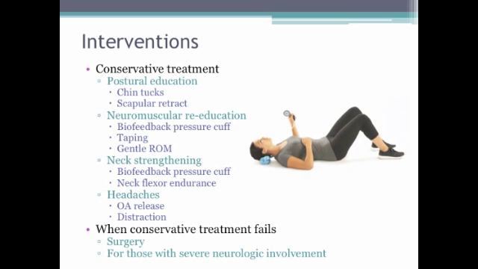There are many interventions for cervical instability. The following are a few examples. For conservative treatment, there is postural education, which may include chin tucks or scapular retraction. There's also neuromuscular reeducation using biofeedback pressure cuff, taping, or gentle range of motion. Neck strengthening may also be used with the pressure feedback cuff and also increasing flexor endurance of the neck muscles. Headaches may be relieved through OA release or distraction.